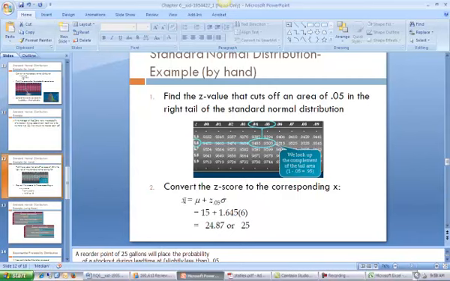So I want to solve for my x value, given that my mu is 15, my z from my table is 1.645, and my standard deviation is 6. I'm going to come up with 24.87, or roughly 25 gallons. So the reorder point would be 25 gallons in order to ensure that a stock out during replenishment lead time is less than or equal to 5%.